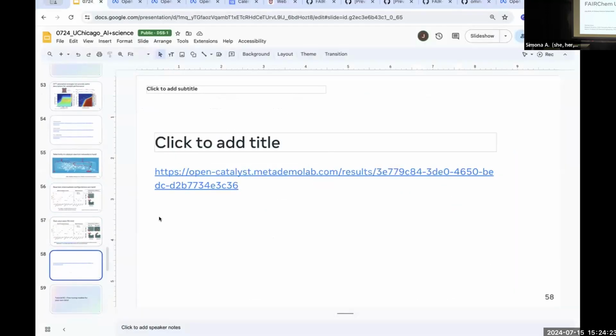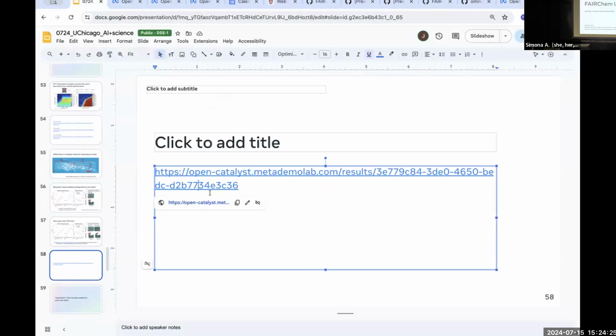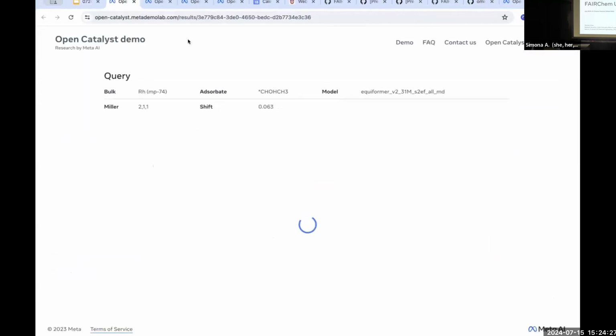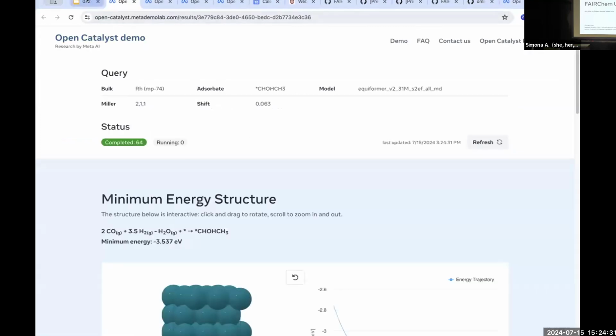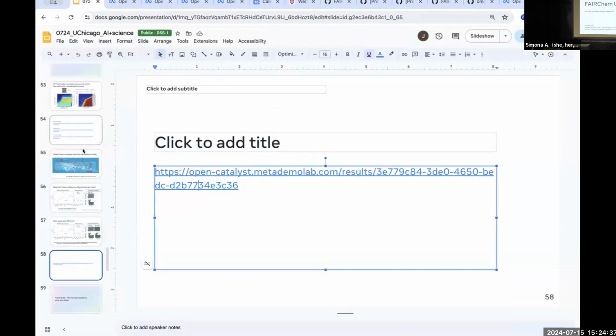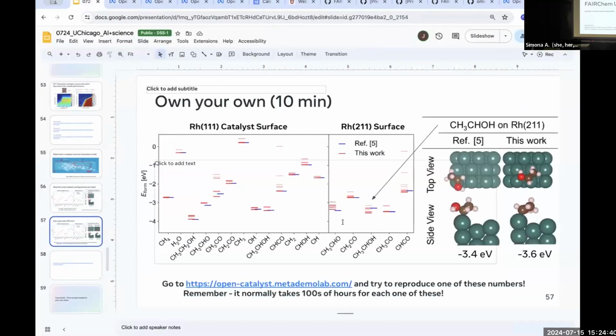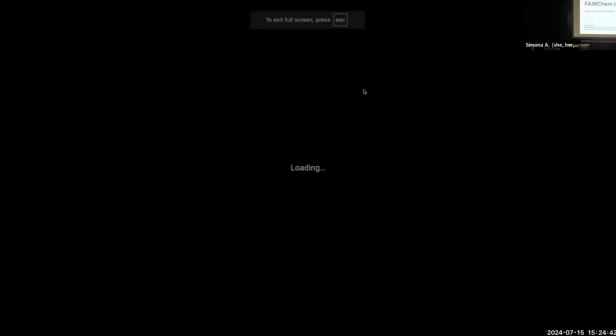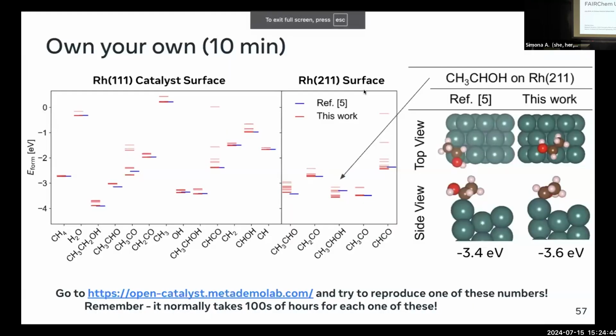If you do this, again, this was me at 11 a.m. this morning. CHOH-CH3, minus 3.5 eV. And if we look at the one that Karsten was doing, this was Karsten being very clever with his own global optimization. He says, actually, if you can align this thing along the step, you can get minus 3.6, and that energy is a little bit better.